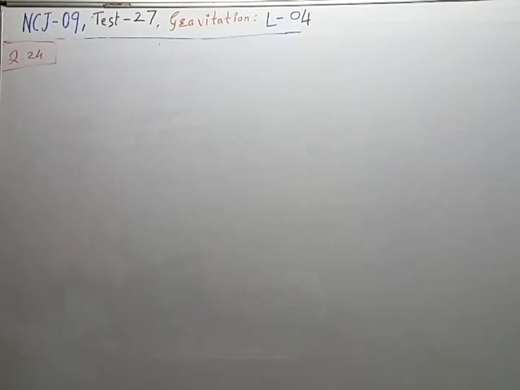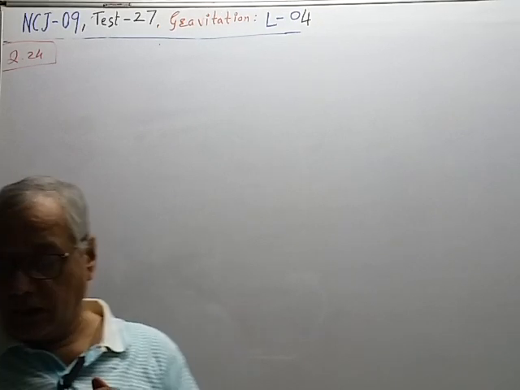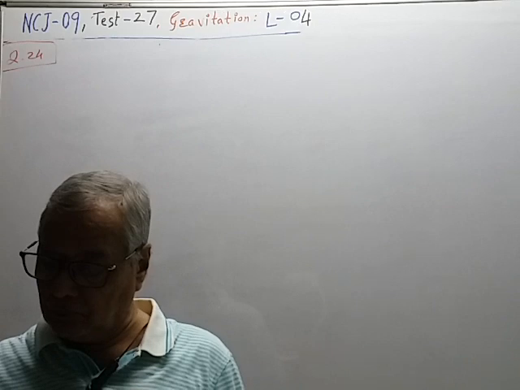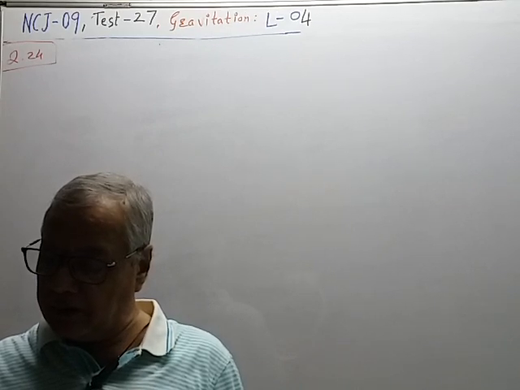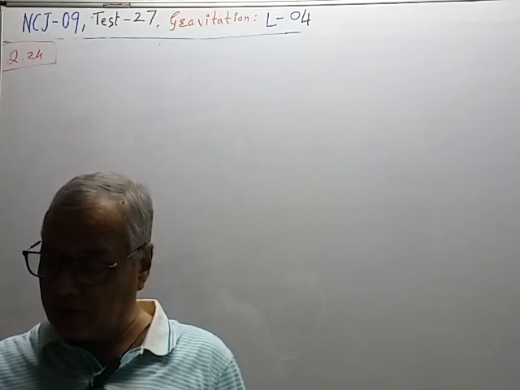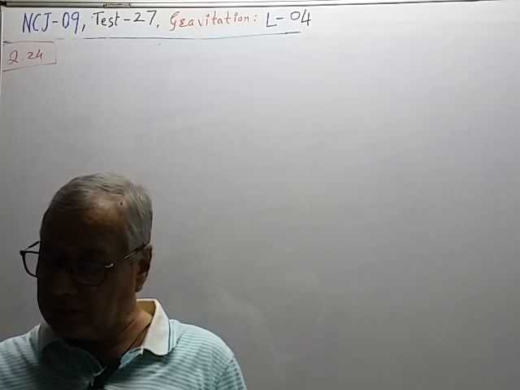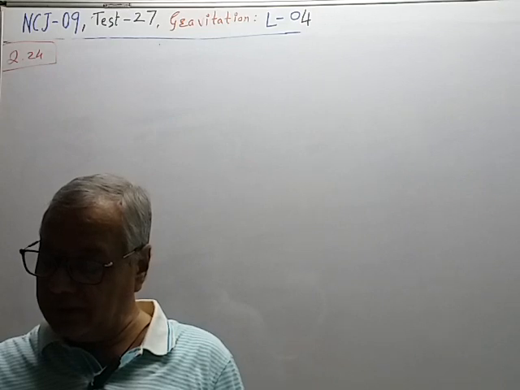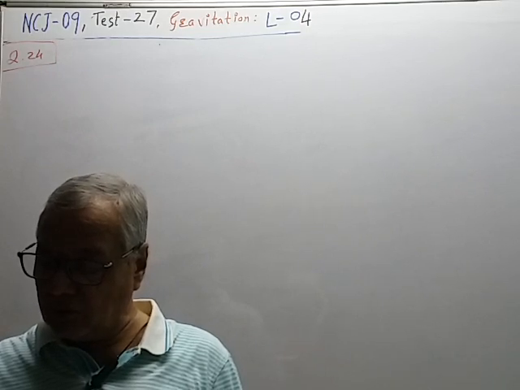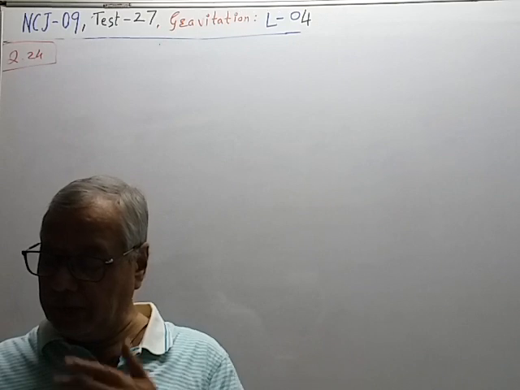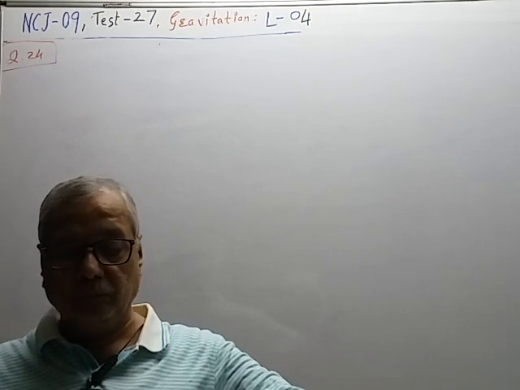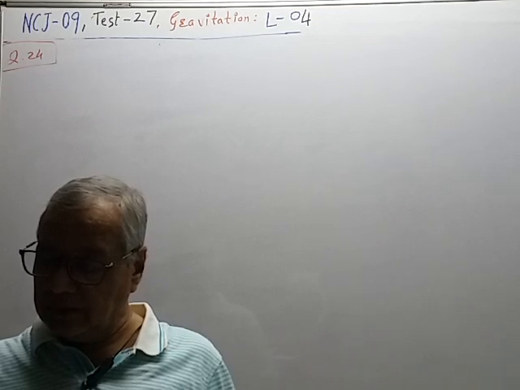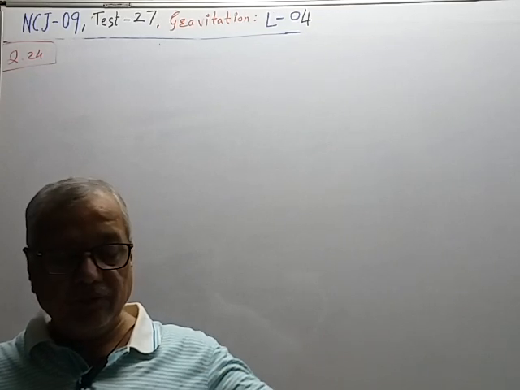Next, a 20 centimeter long capillary tube is dipped in water. The water rises up to 8 centimeter. The entire arrangement is put in a freely falling elevator. The length of the water column in the capillary tube will be. So we are using the capillary experiment in a freely falling elevator.